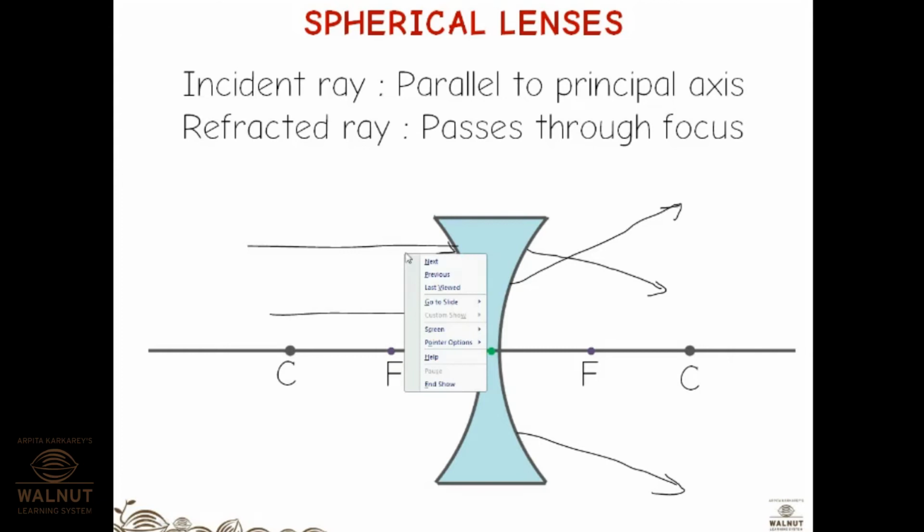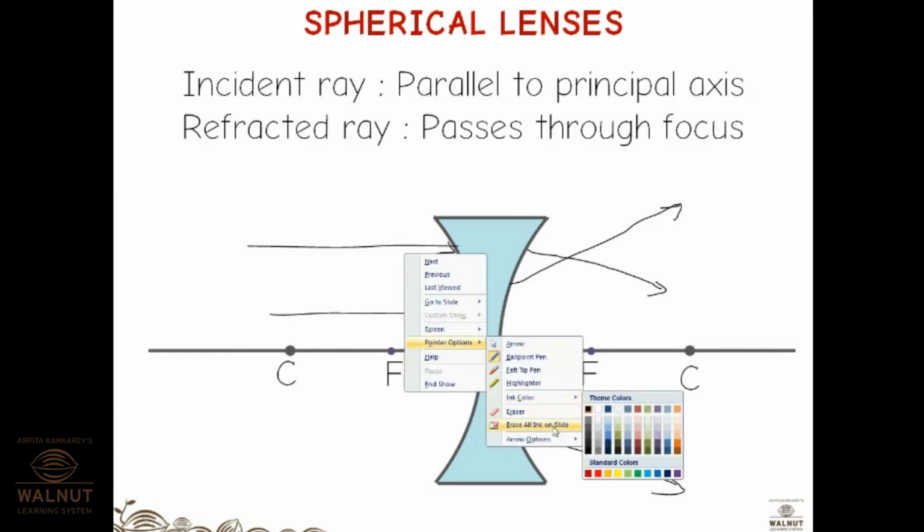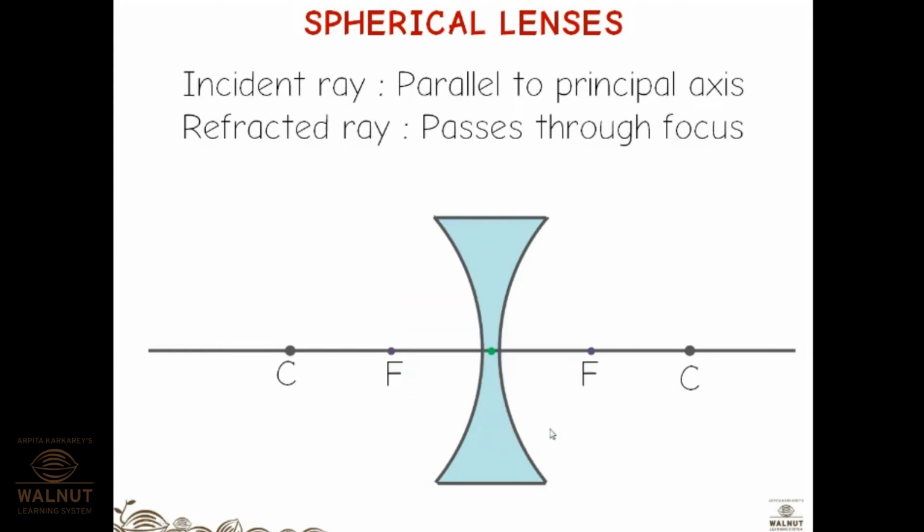Okay? Got it, everyone? So just remember now, the first rule is parallel to the principal axis. What is an incident ray? The incident ray is always parallel to the principal axis. And what is the refracted ray? It will pass through the focus.